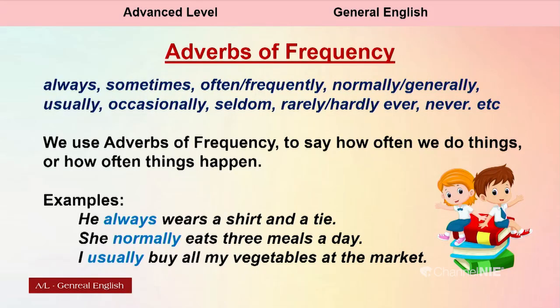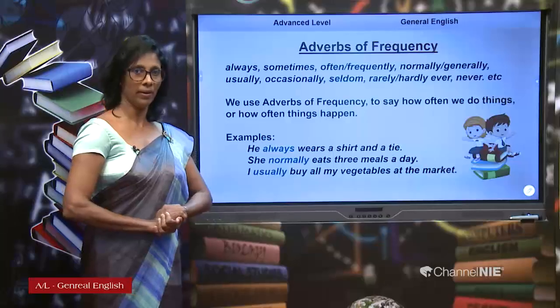Then examples. He always wears a shirt and a tie. She normally eats 3 meals a day. I usually buy all my vegetables at the market, right. So I have used always, normally, usually in sentences. He always wears a shirt and a tie. That is his costume, right.